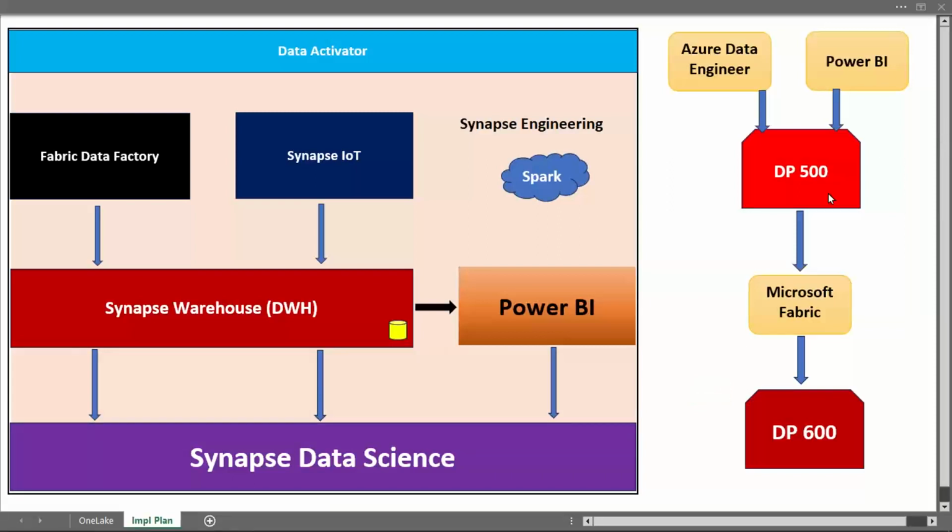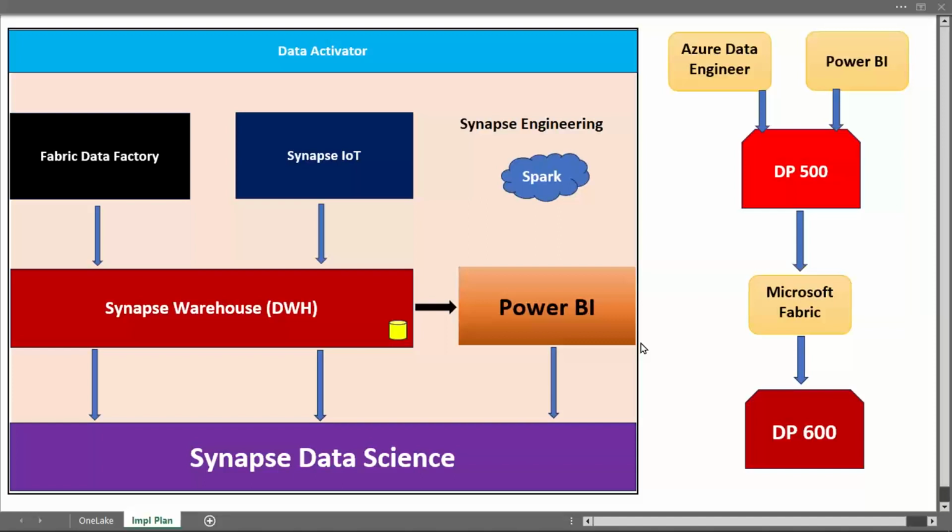Microsoft Data Science is a separate certification altogether, DP 100. Here we are into DP 600. Certification lines are different, and our implementation lines are exactly in line with the certification content.